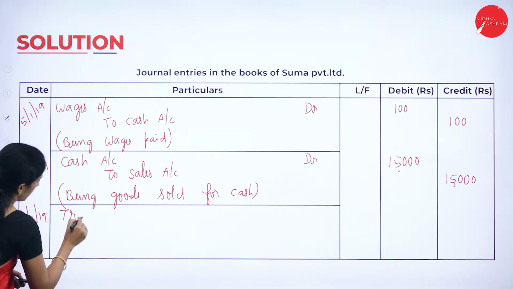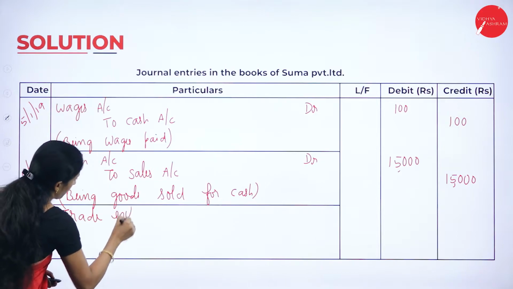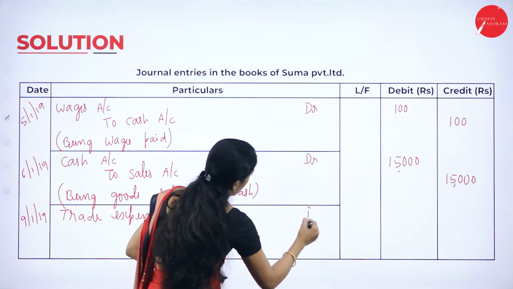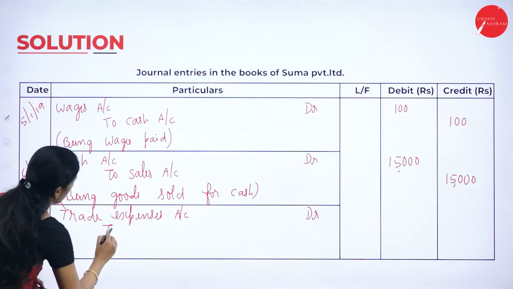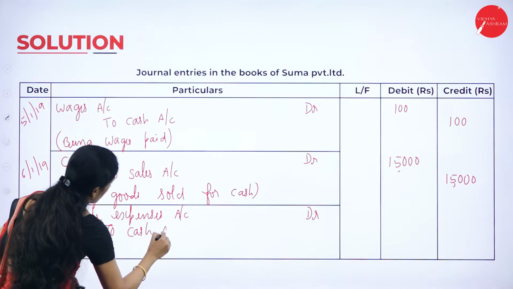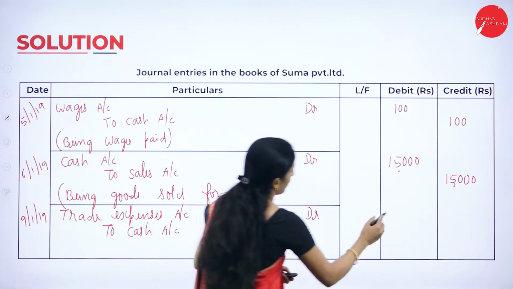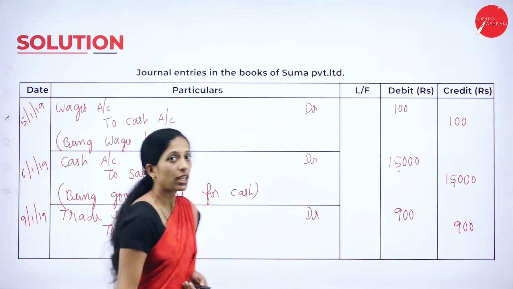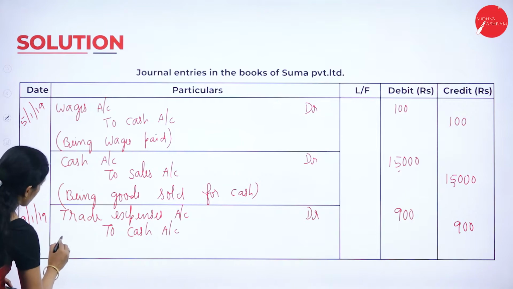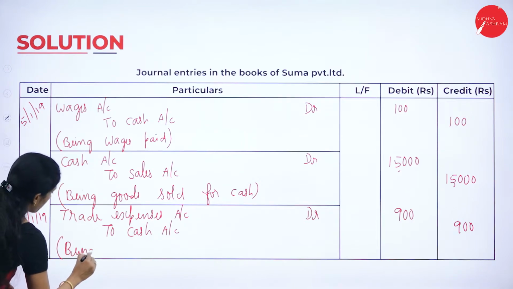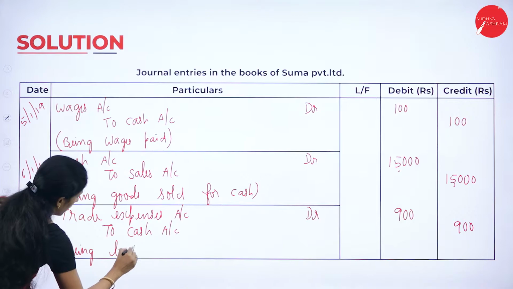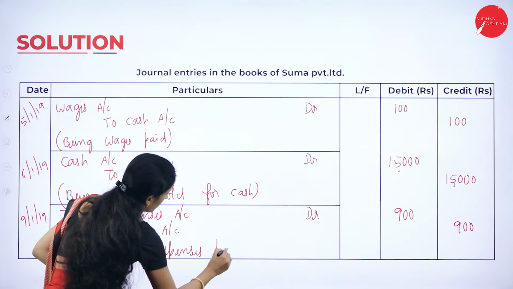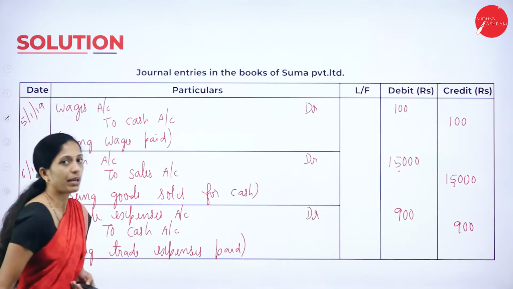9/1/2019, trade expenses account debit to cash account. And the amount is 900. So what would be the narration? Being trade expenses paid. Close the bracket.